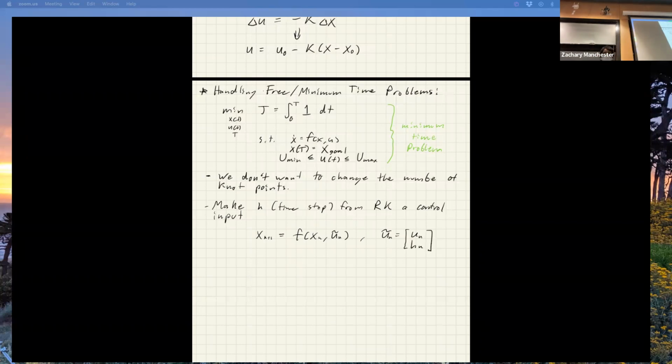And then you can rewrite that, like that f is still your Runge-Kutta step. It's just now that h is also an input. And then you probably also want to scale the cost by h if you're using some multi-objective cost.